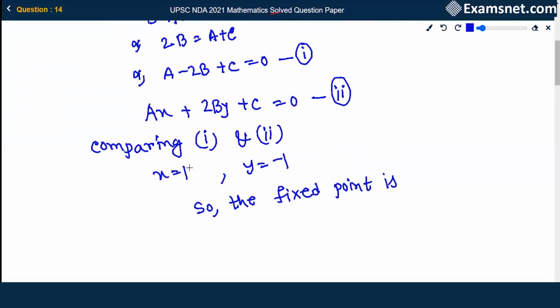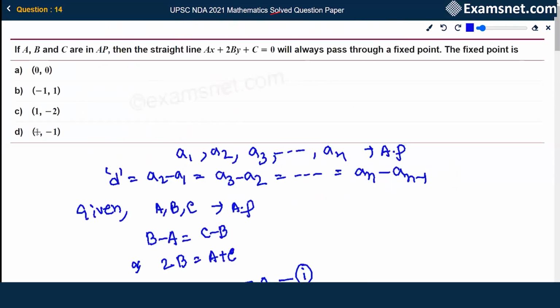since this point is lying on the line ax plus 2by plus c, the values of x and y will satisfy the equation. So if we put the values in place of x and y, we will get this relationship. So the fixed point is (1, -1). So here option D is the correct answer.